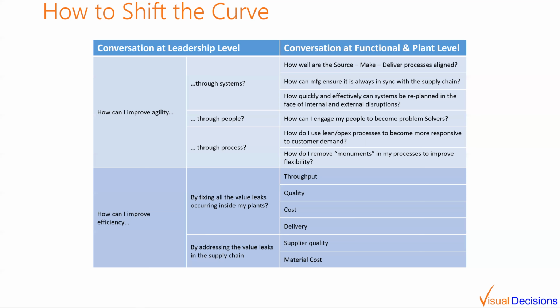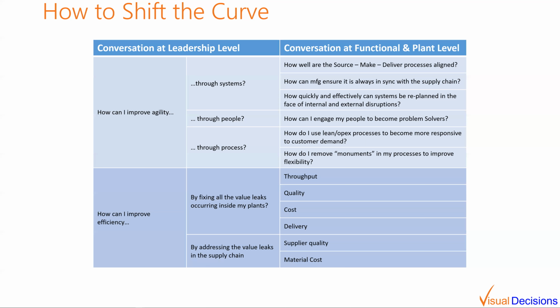From a people perspective, how do we create a culture so that people become problem solvers and make better use of the data that's there, becoming more data driven, so that as disruptions happen, they can understand the nature of the problem and the different solutions they can put in place? And then from a process perspective, how can I use lean or operational excellence processes to become more responsive to those changes in customer demand? Or how do I remove monuments in my processes to improve the flexibility I have within my organization?